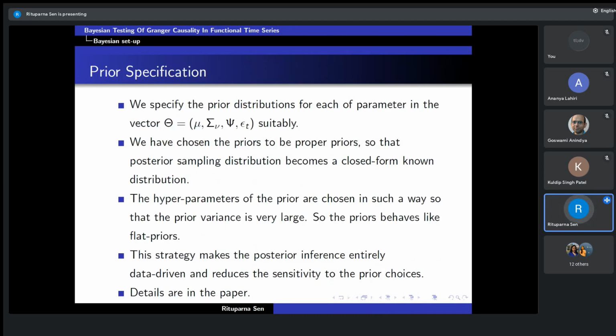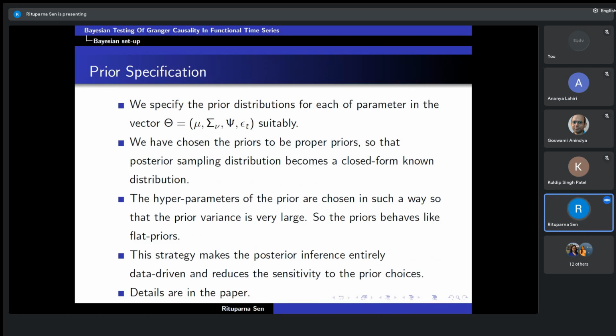So we specify the prior distribution suitably, and we have chosen the priors to be proper priors so that posterior sampling becomes a closed form, known distribution, so it is easier to sample from there. The hyperparameters of the prior are chosen in such a way that the prior variance is very large, which means that the priors behave as flat priors. We are not putting in more information than we need to, more subjective information.